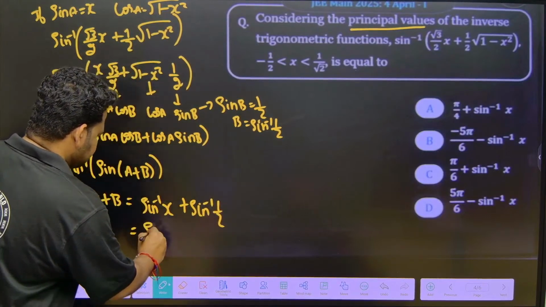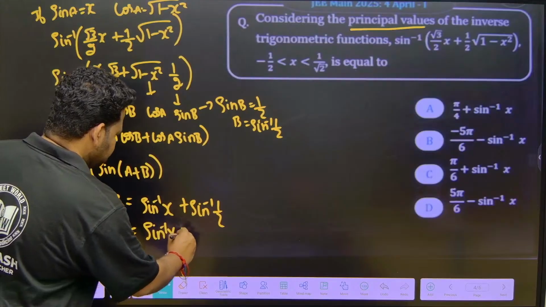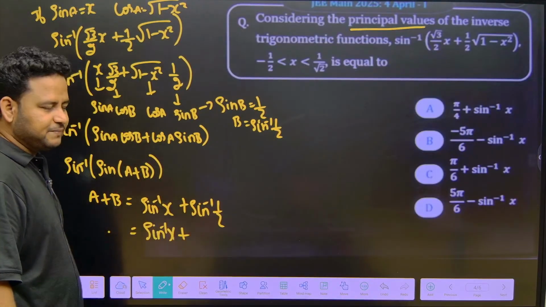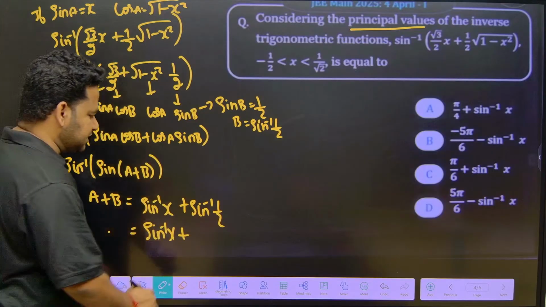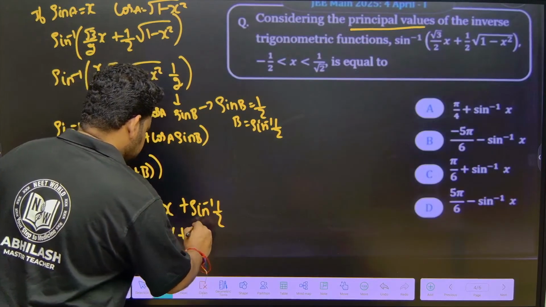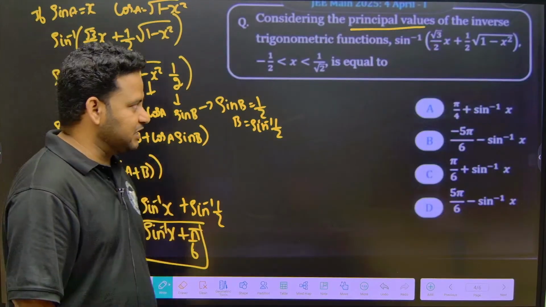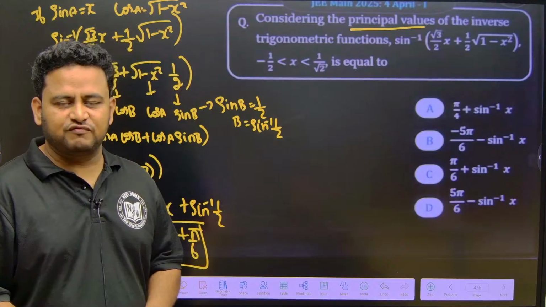But see here, sin inverse of x plus sin inverse of 1 by 2 is nothing but what? As per principal value branches, sin inverse of 1 by 2 is pi by 6. So the answer is very simple: sin inverse of x plus pi by 6. Such questions are also being asked in JEE Mains. Such questions you have to find out and solve.